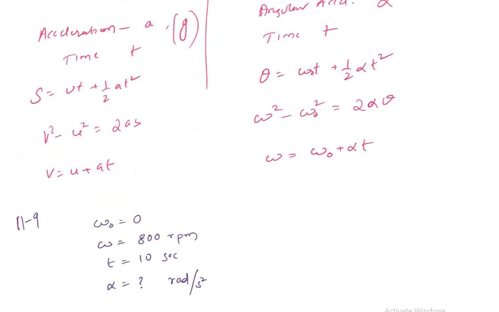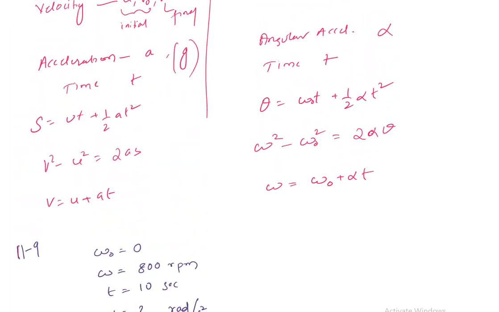Sorry, I didn't mention the units. For s, it is theta, so that's in radians. Omega is radians per second. Alpha is radians per second squared. Okay?